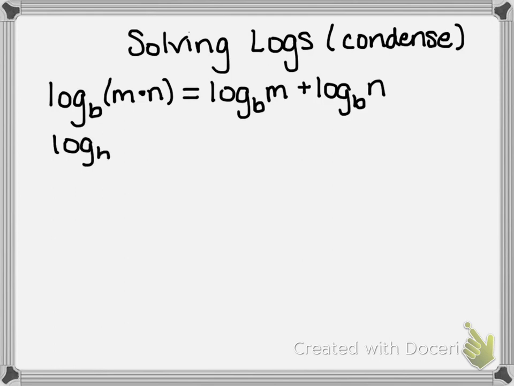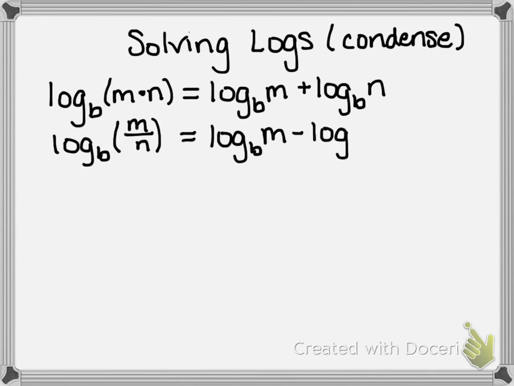then the opposite would also be true. If we have log base b of m divided by n, then division is going to result in each of them being separated into their own log and the logs being separated by subtraction. So multiplication results in addition and division results in subtraction.